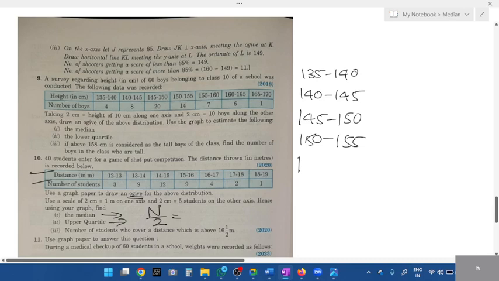Tomorrow I'll teach you what to do if the values are not continuous, and how to solve that question. It is the same concept. The only thing is you have to minus 0.5 and plus 0.5. That's it.